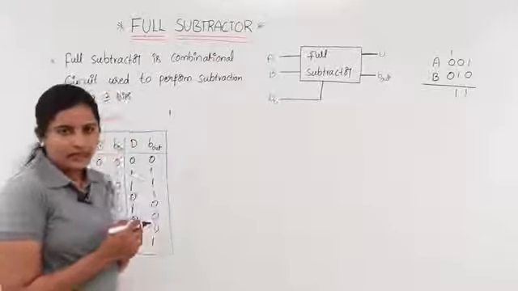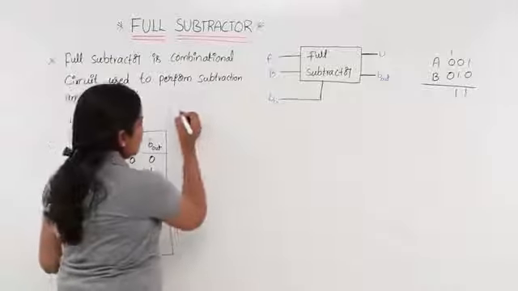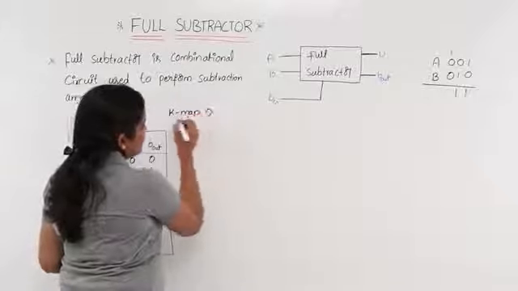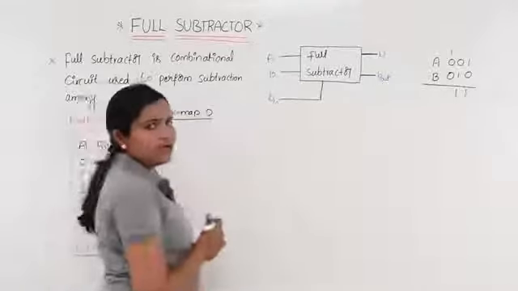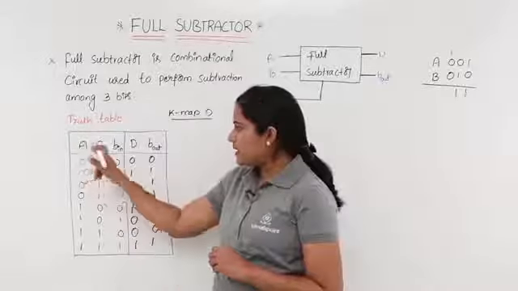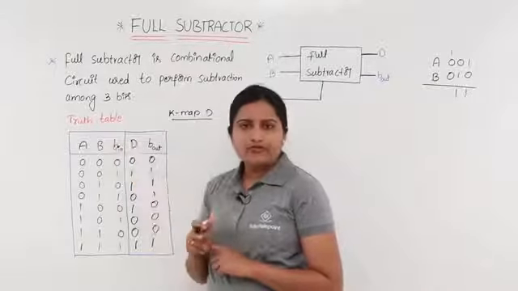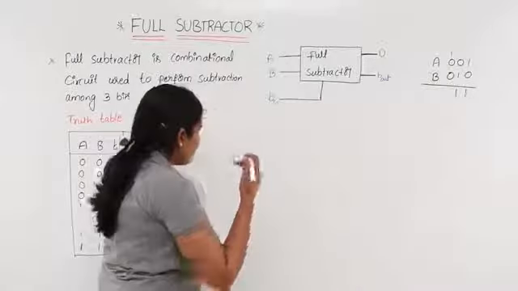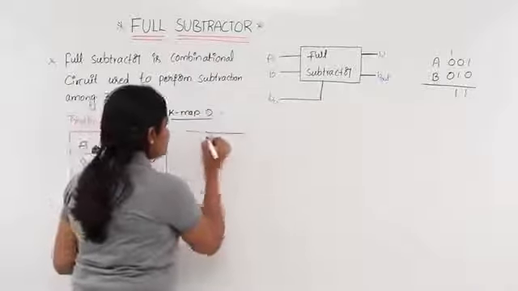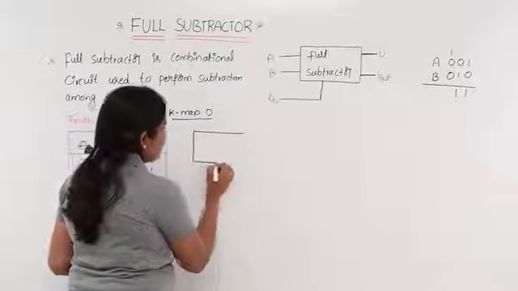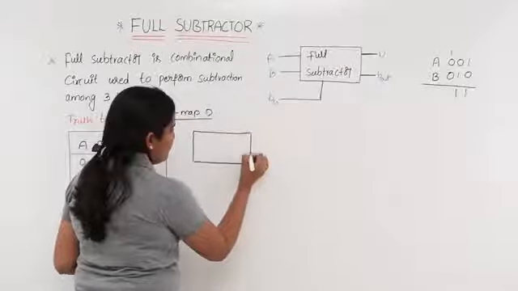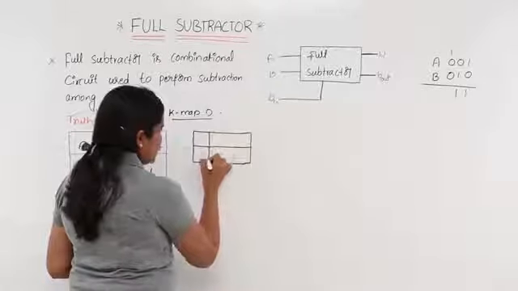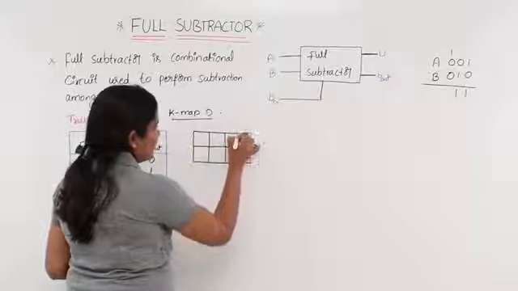I am considering my k-map for difference. How many variable k-map you need to consider depends upon the number of input variables. Here we are having 3 input variables A, B and B in. So in terms of A, B and B in, you need to consider a 3 variable k-map. I am taking a 3 variable k-map with 8 cells.